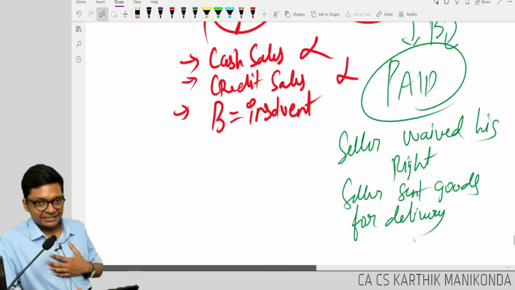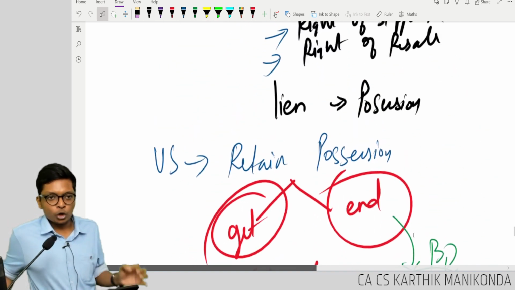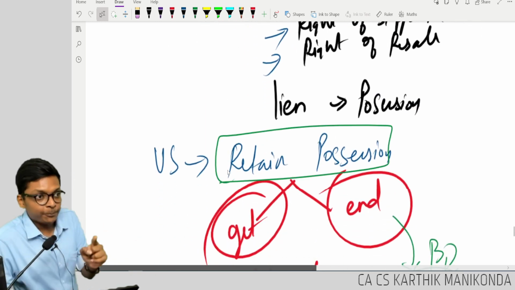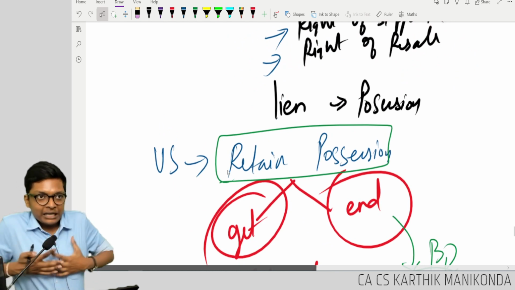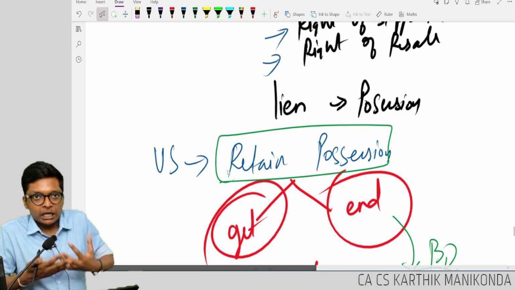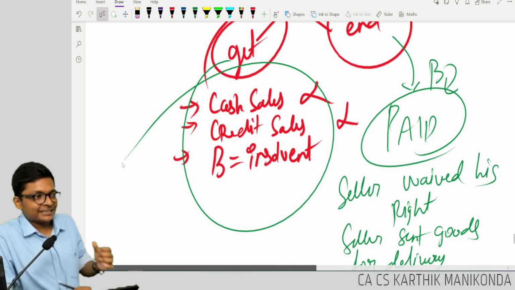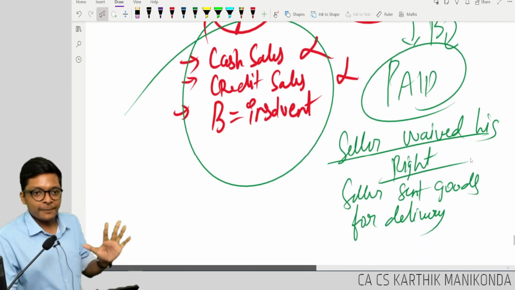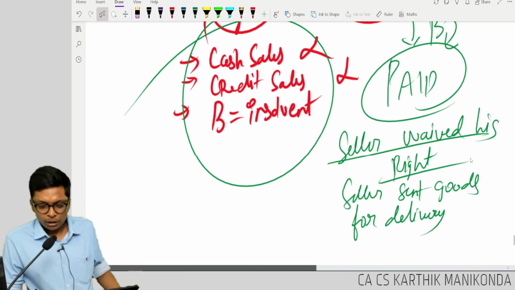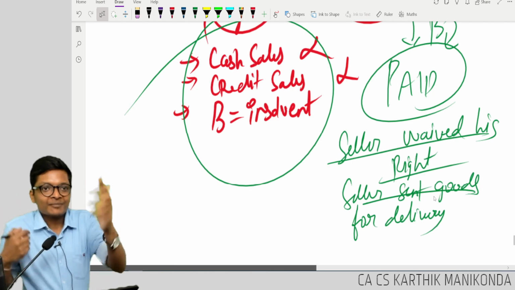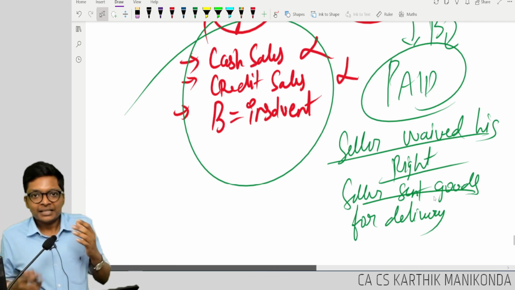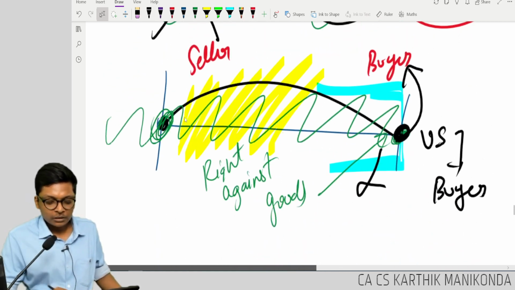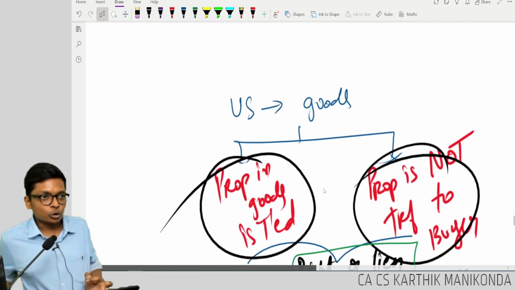Okay. When will this right end? Look at the heading of the right: right of lien. In other words, right to retain possession. I am not regaining possession. Already the goods are with me, and I can still retain them, if these three things happen: cash sales, credit sale, or buyer becomes insolvent. I lose this right if the buyer makes the payment, or I waived my right, or the goods left me, they are out for delivery. The minute the goods leave me, once they are in transit, right of lien comes to an end.